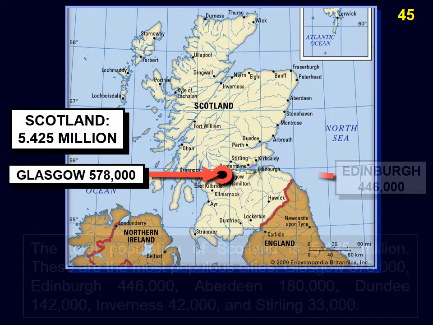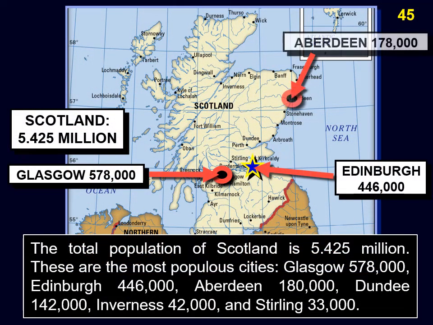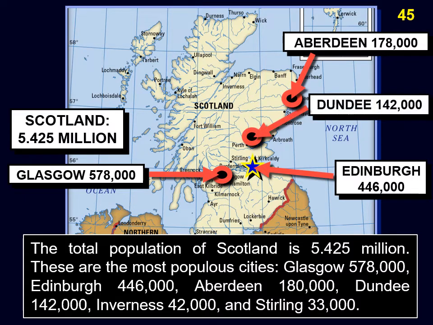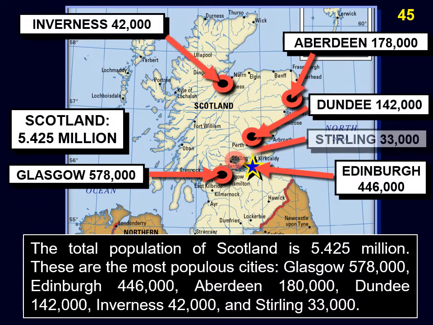Chapter 3. The population of Scotland. The total population of Scotland is 5.425 million. These are the most populous cities: Glasgow 578,000, Edinburgh 446,000, Aberdeen 180,000, Dundee 142,000, Inverness 42,000, and Stirling 33,000.